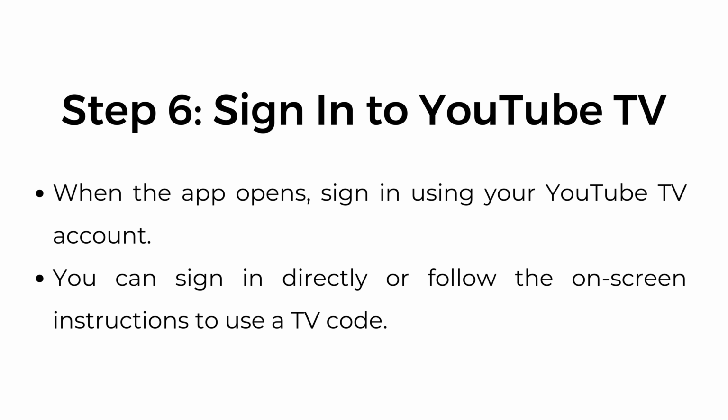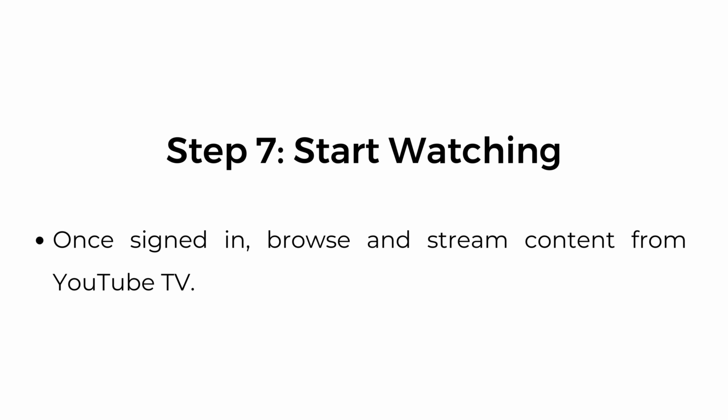Step 6. Sign in to YouTube TV. When the app opens, sign in using your YouTube TV account. You can sign in directly or follow the on-screen instructions to use a TV code. Step 7. Start watching. Once signed in, browse and stream content from YouTube TV.